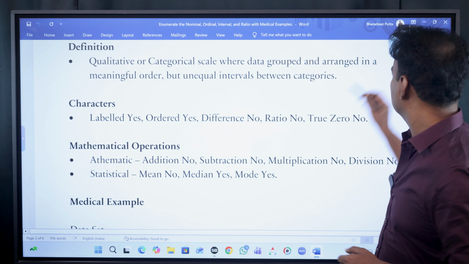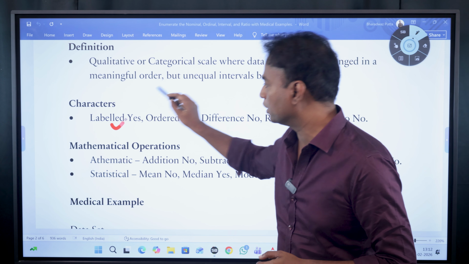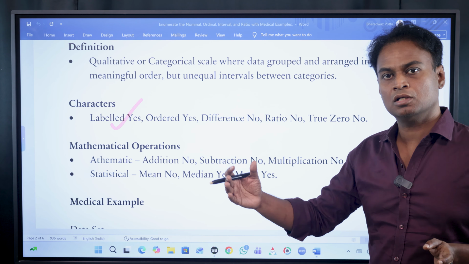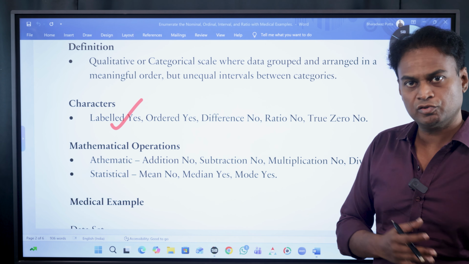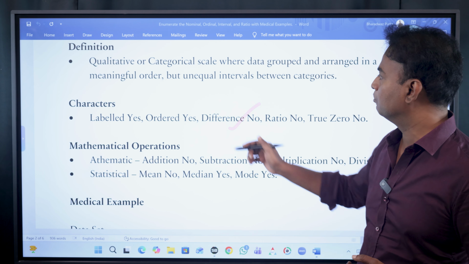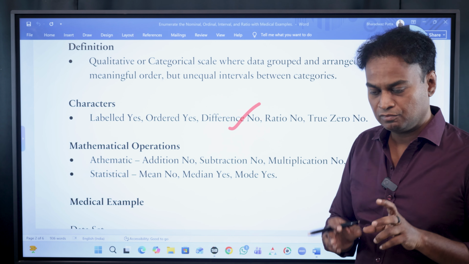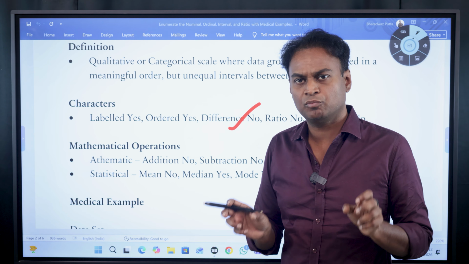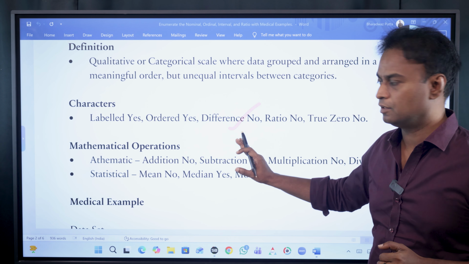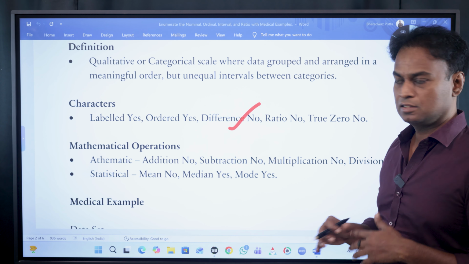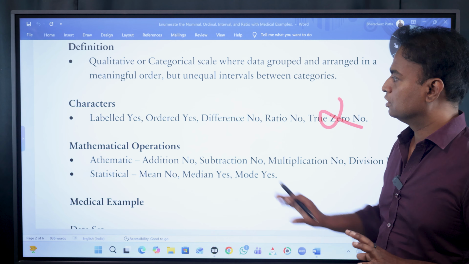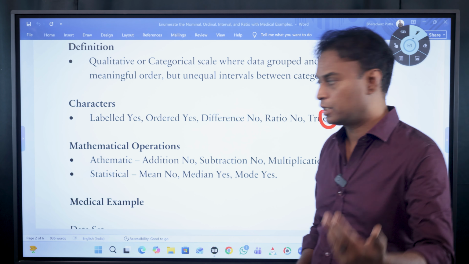What are the characteristics of it? Can you label the data? Yes, you can give a label. Can you arrange in an order? Yes, from small to large, or large to small, you can order. Can you find the difference? No, because there are unequal intervals. If the interval between two data points is equal, then you can find the difference. Otherwise, you cannot. You cannot find the ratio. You cannot find the true zero. These are the characteristics of the ordinal scale.